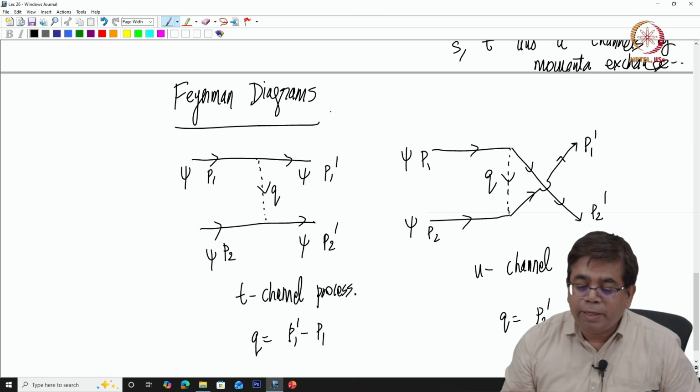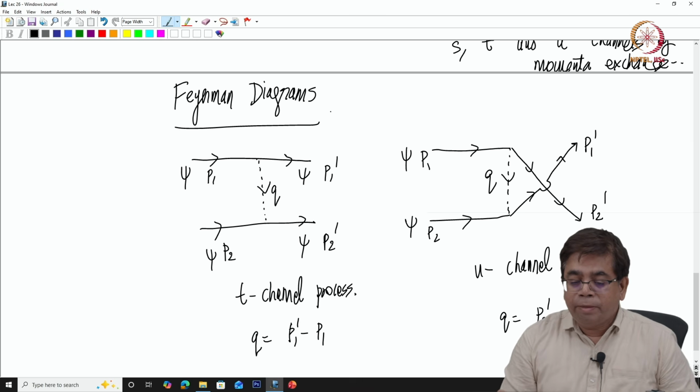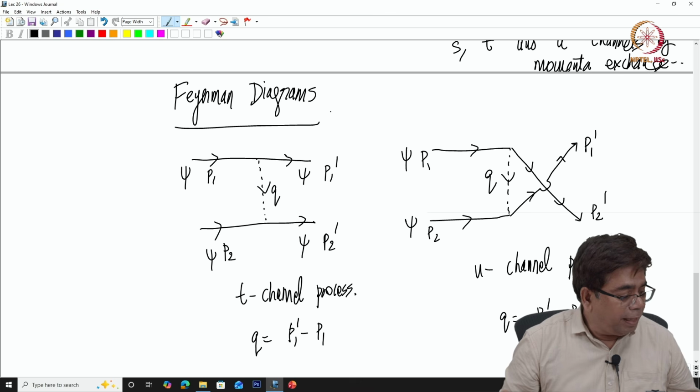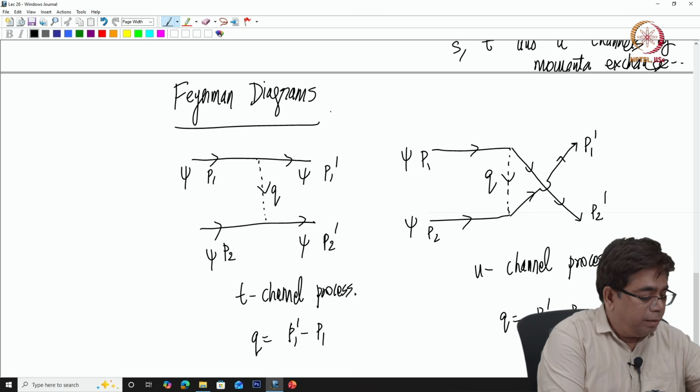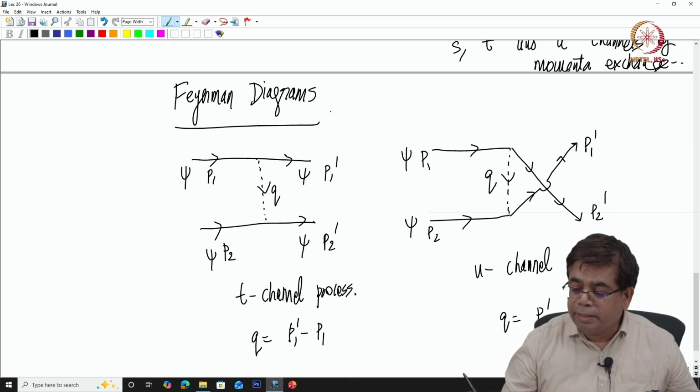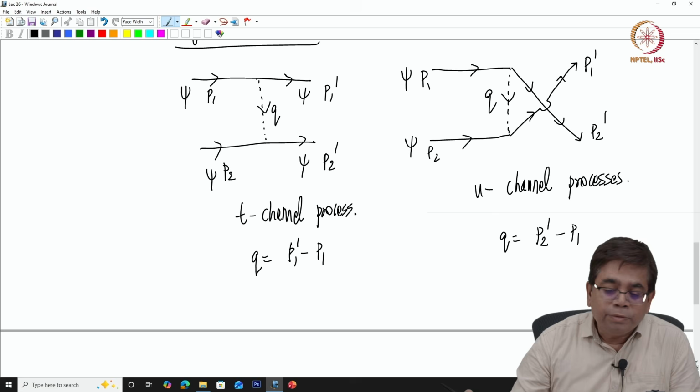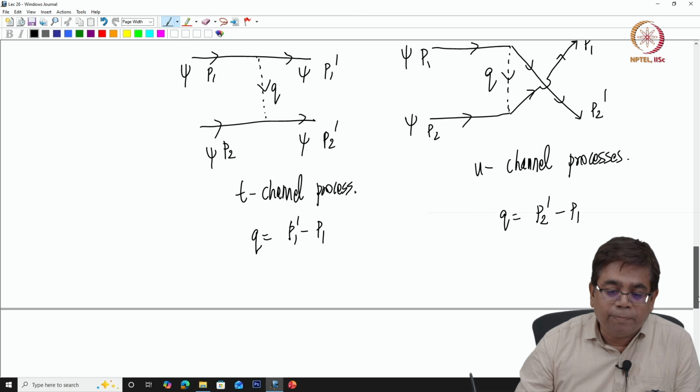Okay. So, the momenta exchanged are different. Now, we can write down the amplitude, and let us assign this amplitude. You can write it down explicitly.